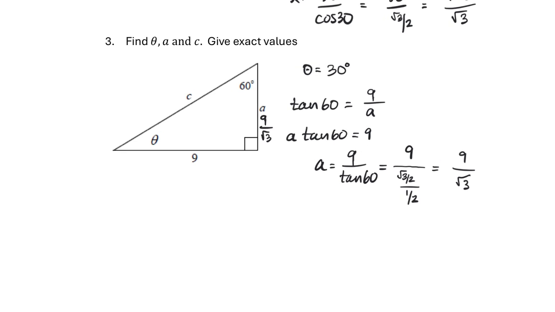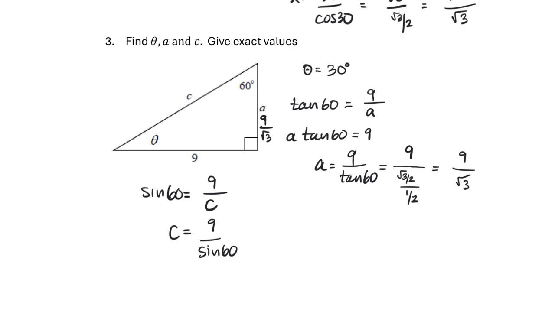We could say that sine 60 is equal to the opposite length divided by the length of the hypotenuse. So if we multiply both sides by c and then divide by sine 60, we're going to have c is equal to 9 divided by sine 60.